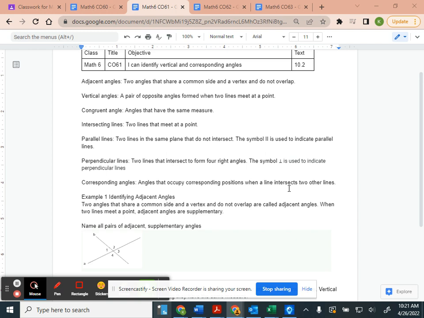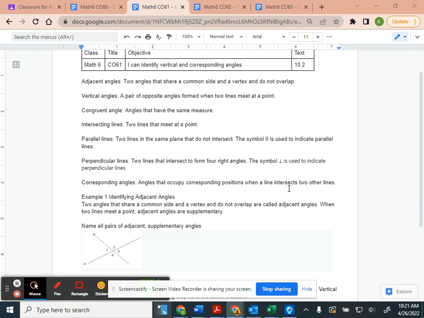Good morning. Today we are continuing in our Unit 10 with our angles. We started angles yesterday, so we're continuing that today. Today we are doing CO61. I can identify vertical and corresponding angles. So vertical and corresponding angles. We're going to see what that means.